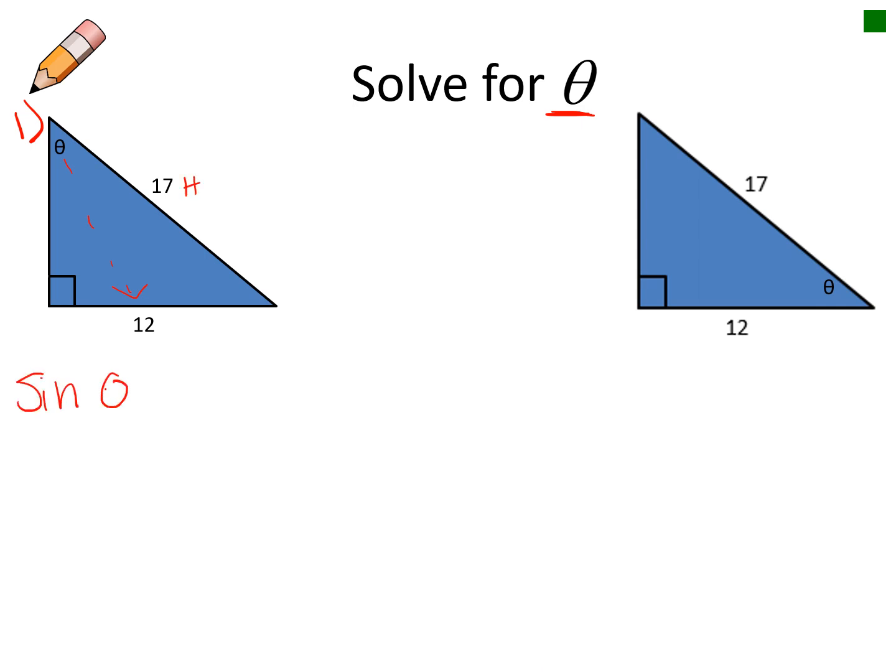So sine of theta is equal to 12 over 17. Well, now I need to get theta by itself, but I'm taking the sine of it. So the opposite operation, in order to get theta alone, is sine inverse. So we're taking the sine inverse of both sides. What the sine inverse of sine does is completely go away, leaving us with theta.